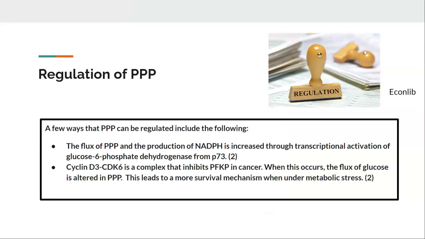Now, as for the regulation of PPP, there are a few ways it can be regulated, and many more. The first is that the flux of PPP in the production of NADPH can be increased through transcriptional activation of glucose-6-phosphate dehydrogenase by p73, which is a protein that has tumor suppressive functions. Also, cyclin D3-CDK6 is a complex that inhibits PFKP, which is phosphofructokinase platelet, in cancer. When this occurs, the flux of glucose is altered in PPP. This leads to more survival mechanisms as opposed to storage mechanisms when under stress.